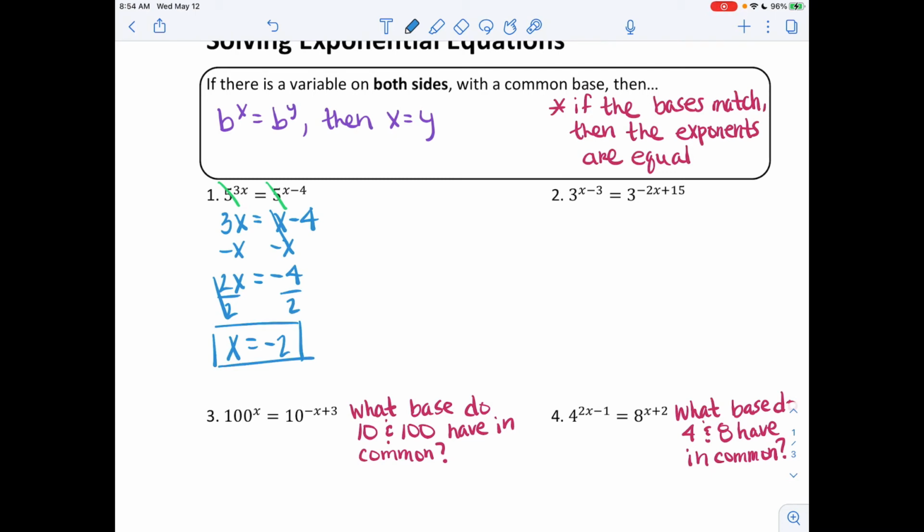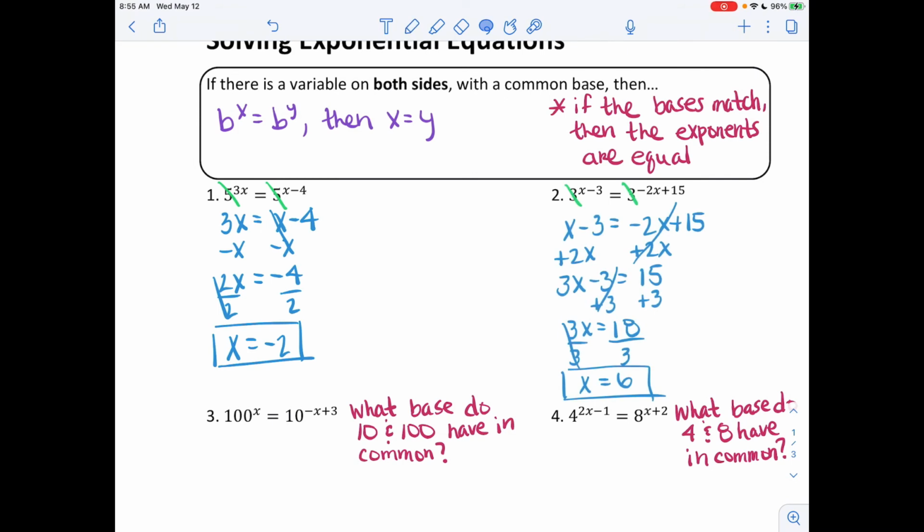Let's go ahead and try another one here. And in fact, because these are kind of the basic examples, I'd like you to pause the video and try this one on your own. Do the same steps of identifying the common base and then setting exponent equal to exponent. Come back here and see how you did.